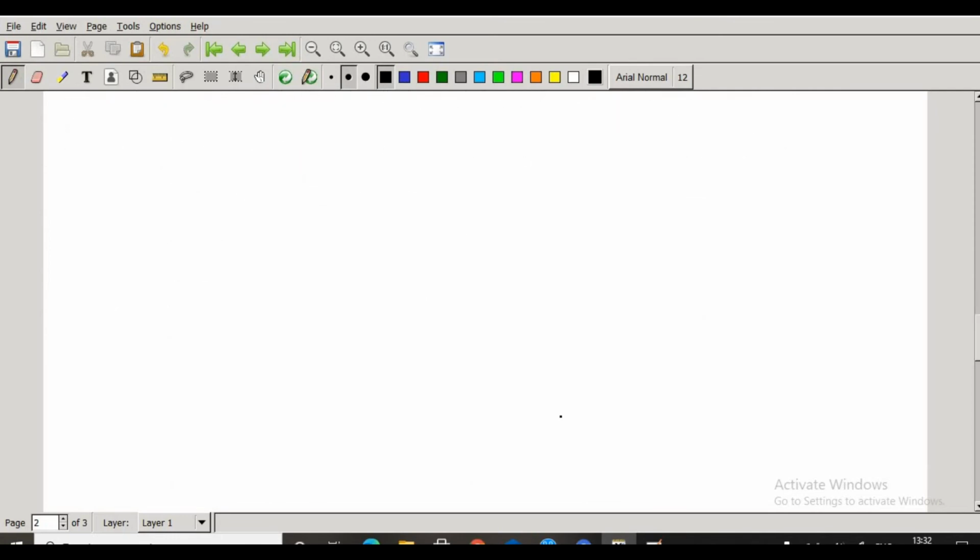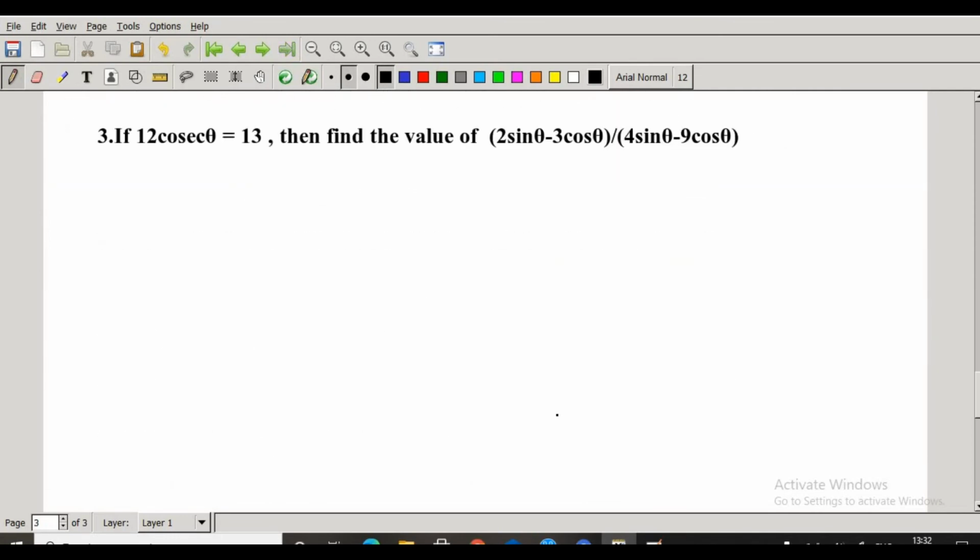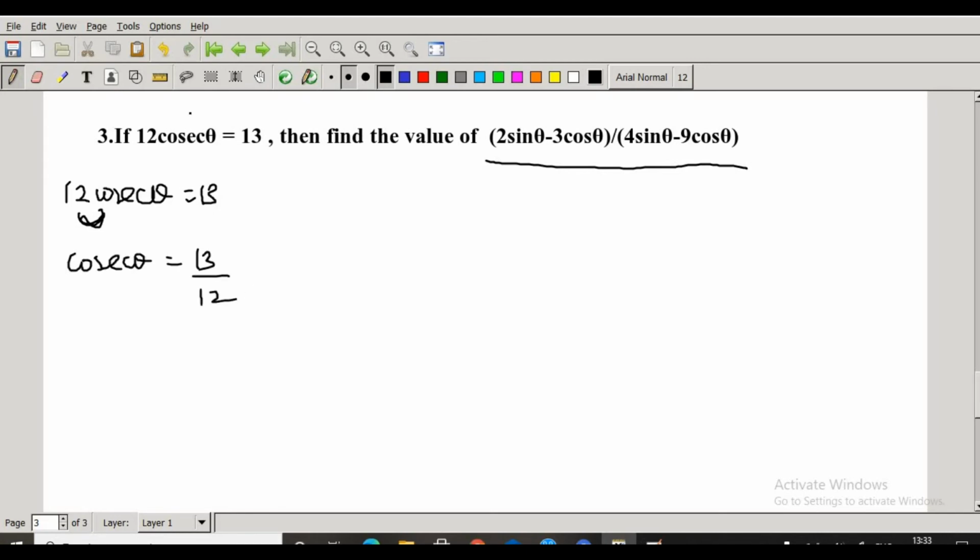So I'm moving to the next problem. The next problem is, if 12 cosecant theta equals 13, then we are supposed to find the value of this expression. They have given that 12 cosecant theta equals 13. These two terms are in multiplication, so we can write it as cosecant theta equals 13 by 12.